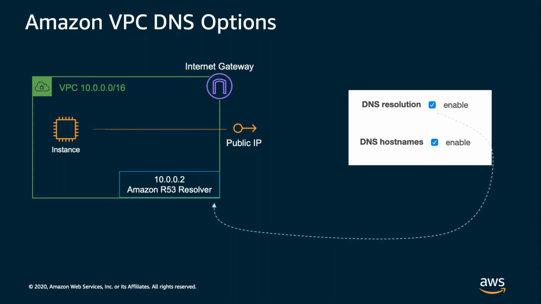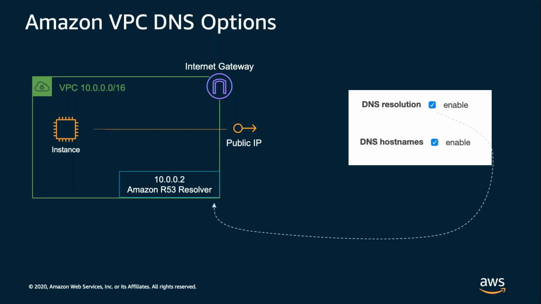What happens when we enable DNS resolution is it turns on what we call the Route 53 resolver. You may have known this by other things such as the .2 resolver or Amazon provided DNS. We've just standardized on calling that the Route 53 resolver now. So this is an IP address within the VPC. It's the second IP address. So because we have a .0 CIDR here for the VPC, it's just .2, 10.0.0.2.